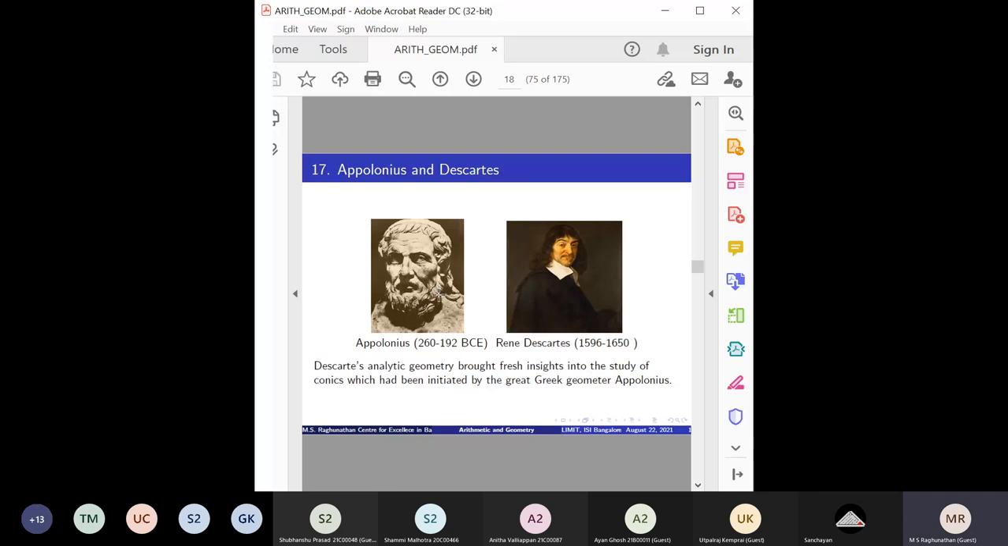Though Kepler discovered that the orbits of planets are conics, that was 1500, 1600 years later, or even more. But Apollonius was already interested in conics and studied them, which again shows you that mathematics develops with a dynamics of its own.